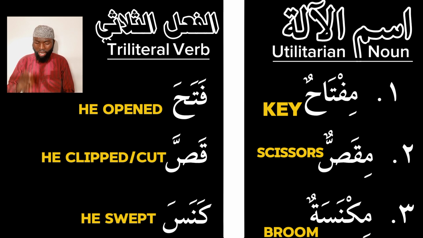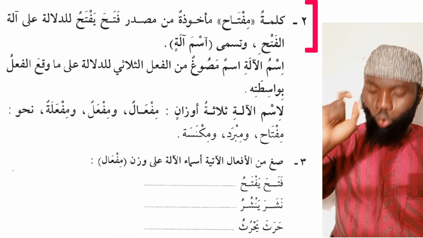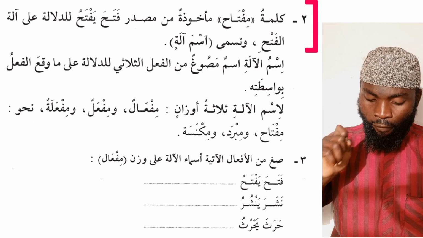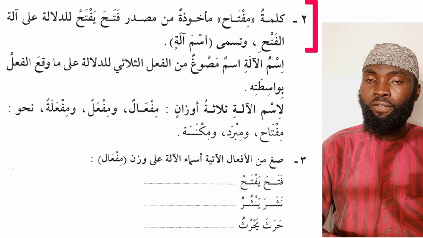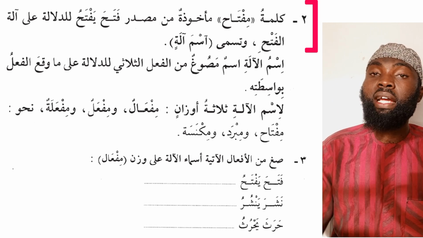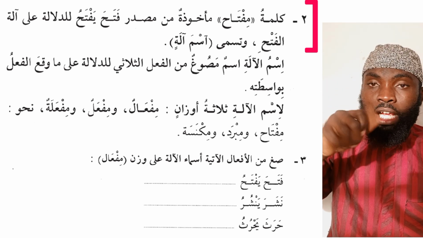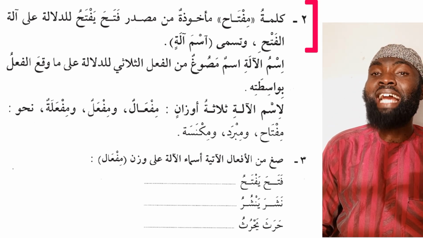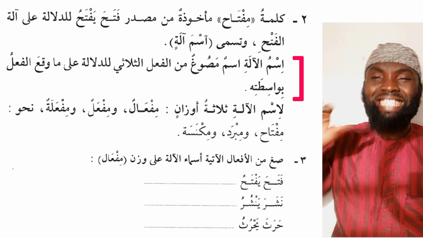Now, we have here in our book that kalimatu miftah, the word miftahun, ma'khudatun min masdar fataha yaftahu, is gotten from the noun fataha yaftahu. The word fataha yaftahu, which means he opened, his opening, the word miftahun is gotten from it. لِلدَّلَالَةِ عَلَىٰ آلَةِ الْفَتْحِ. And the word miftah is formed in order to indicate that tool which you use in opening a door or something. وَتُسَمَّى ismu alatin. Therefore, it is called ismu ala, which means the noun of utility, the noun of tool.